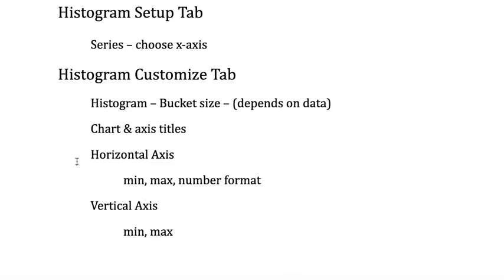And in the horizontal axis section, we changed the minimum and maximum and number format so that both histograms matched. We want both of the horizontal axes to have the same min and max. And same thing on the vertical axis. We want those to have the same min and max since we're comparing them.